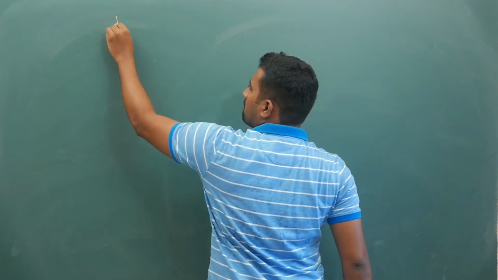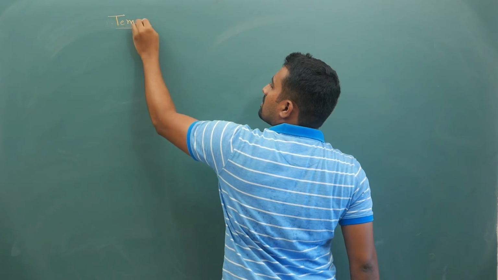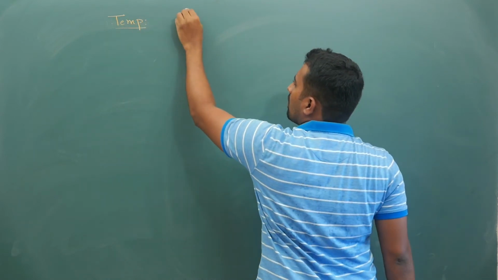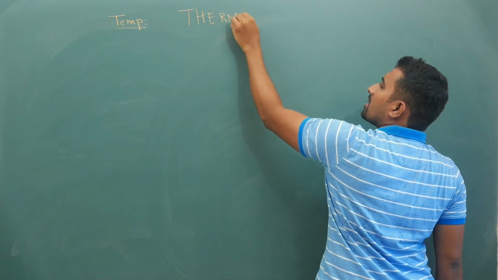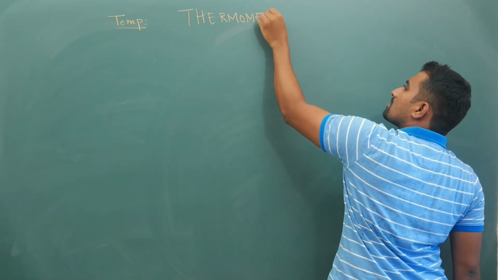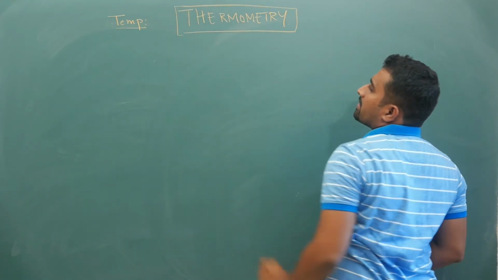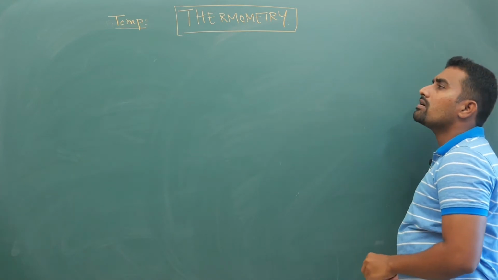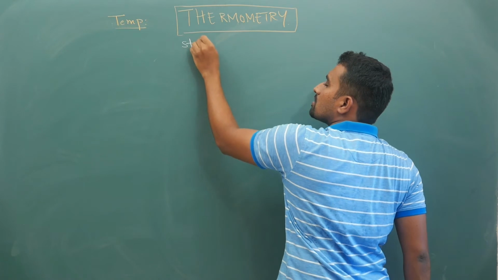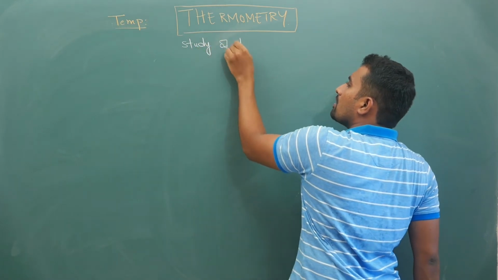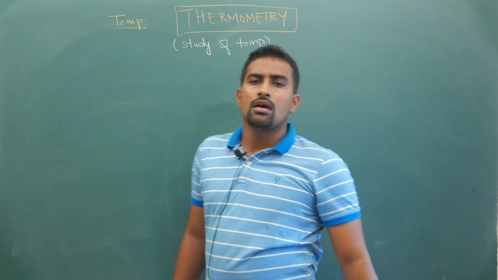So we need some measurement. This study is actually called thermometry. Thermometry is the branch of science which deals with measurement of temperature. Metry means measurement. So the study of temperature is your thermometry. Now how we need to measure this temperature, I will tell you.